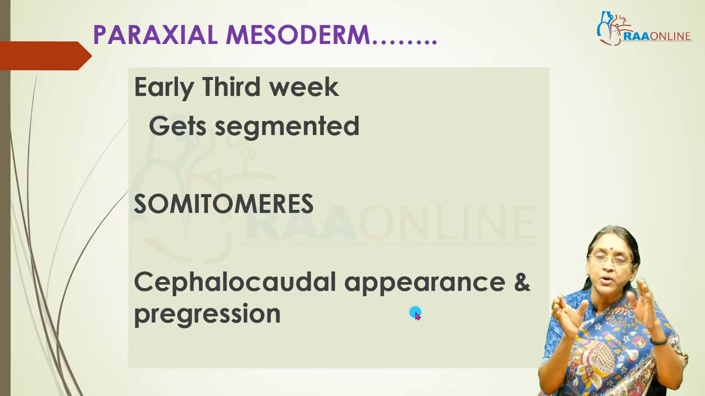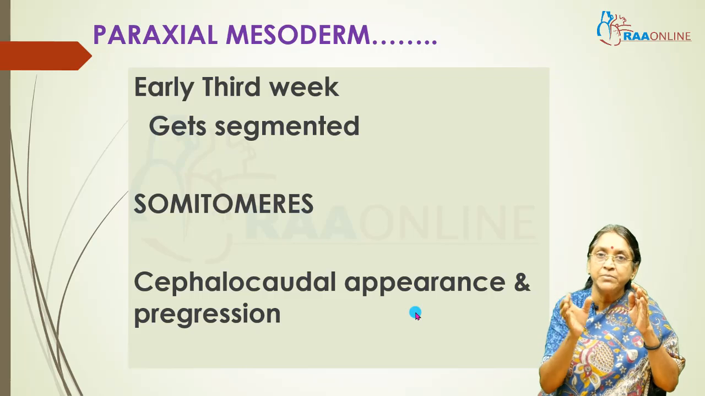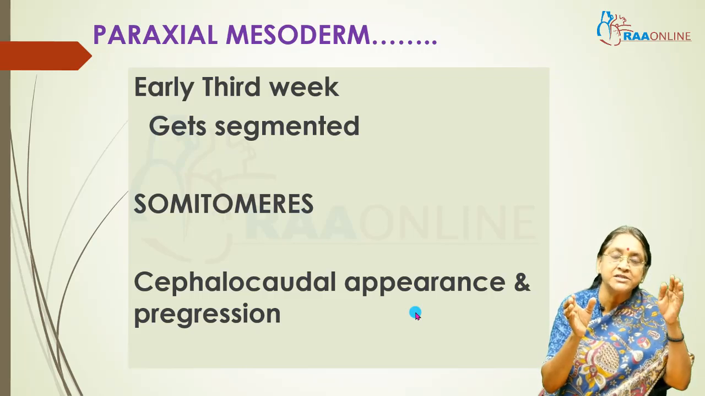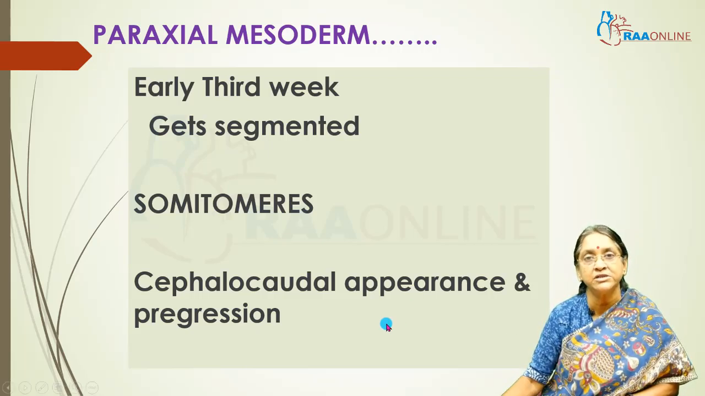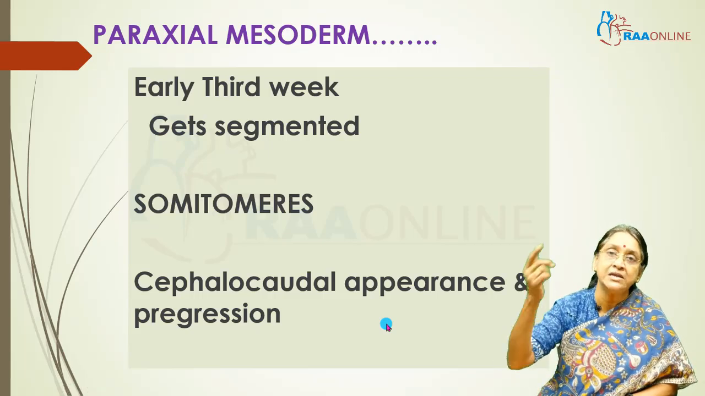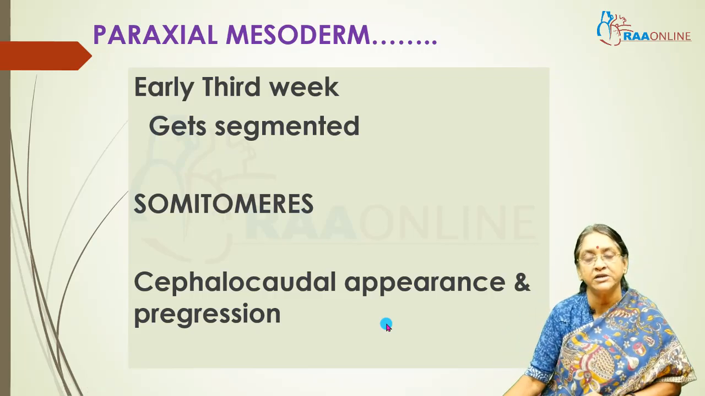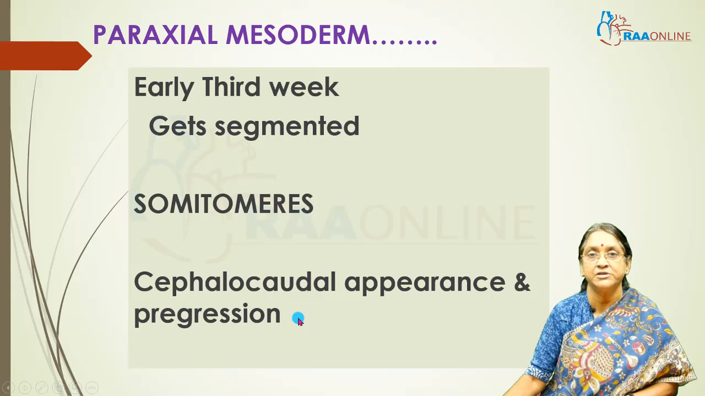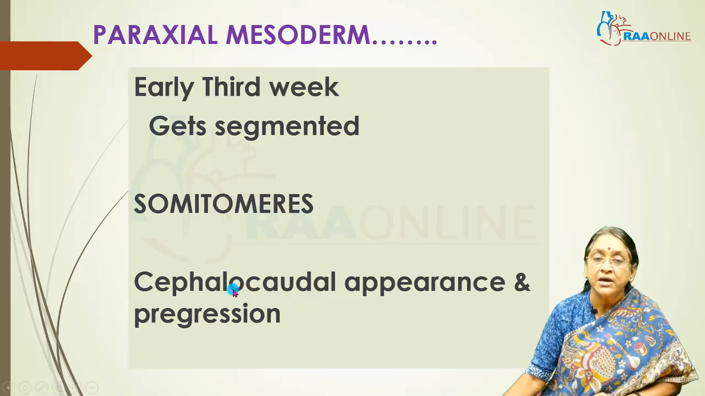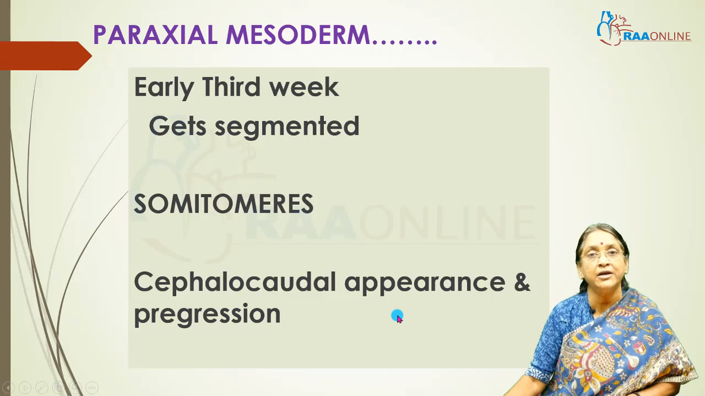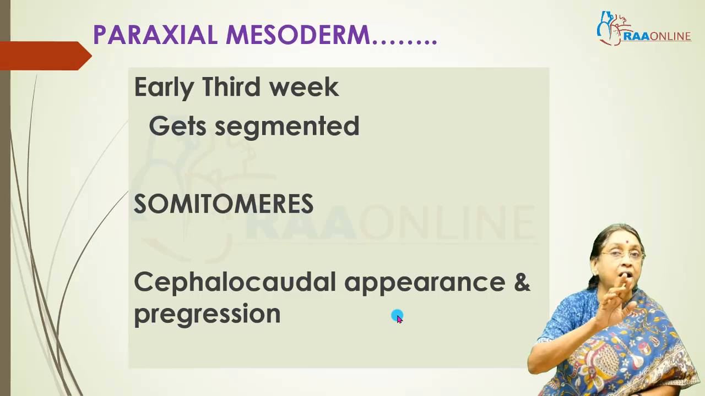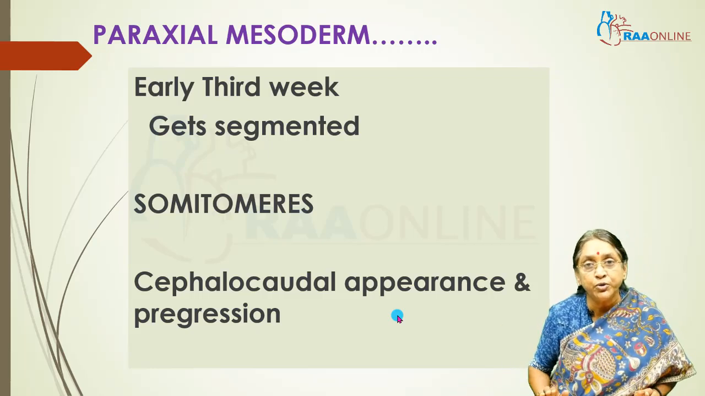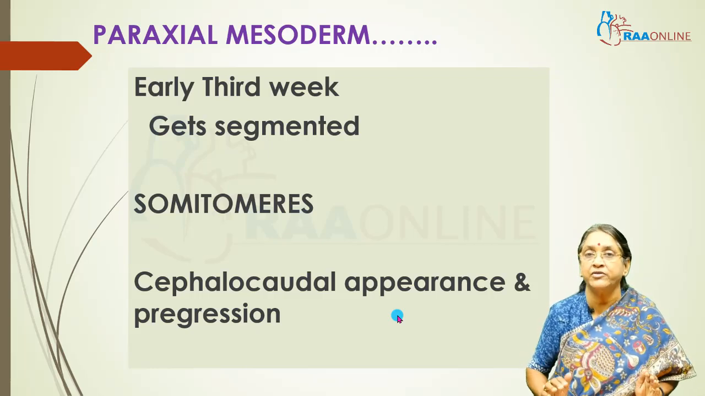But also, as the caudal segments are being added, the cranial segments will slowly disappear. That can also happen in a craniocaudal sequencing, about which detail we'll see later, not now. For the present, remember the cephalocaudal appearance and progression of the somites happens. We would have to know about this. Appearance cephalocaudally and cephalocaudal sequencing where there is a disappearance cranially are two different things. I would want you to remember only the cephalocaudal appearance now.